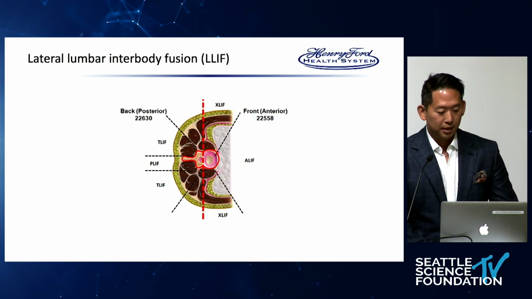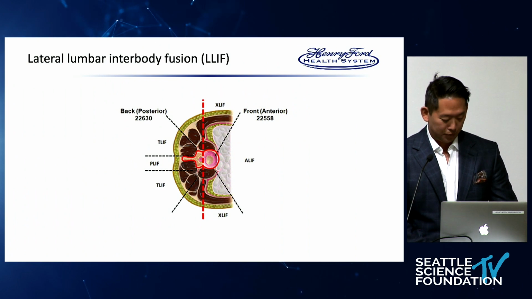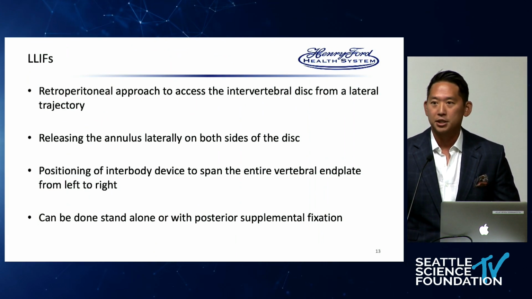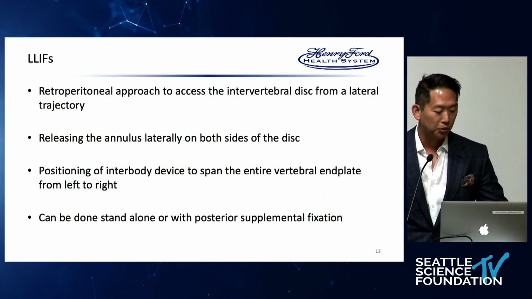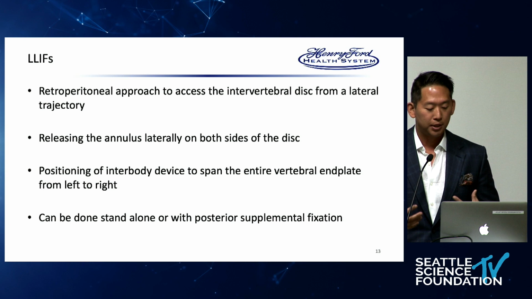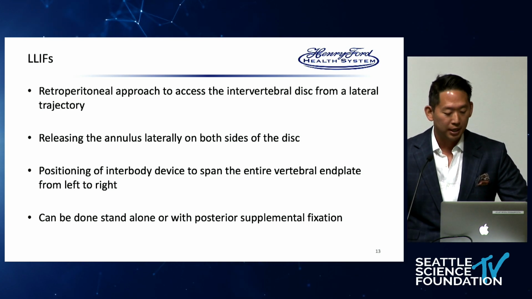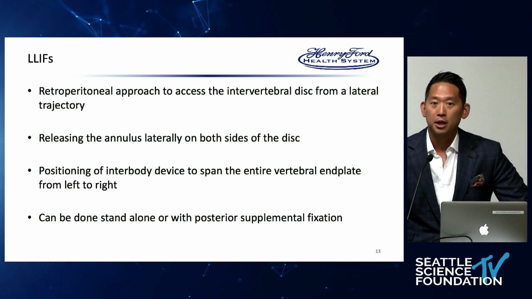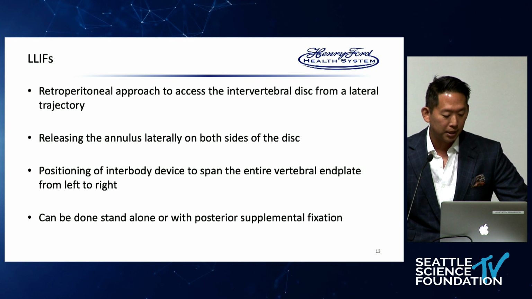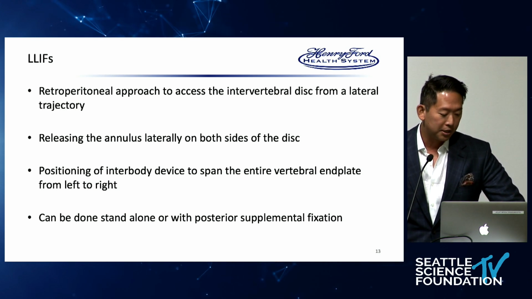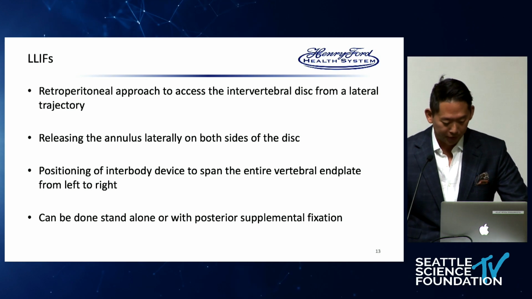Then moving on to the lateral lumbar interbody fusion, approaching from the side. As the technique has evolved, it has developed a few variations. So thematically, what links these approaches together? One is the retroperitoneal approach to access the intervertebral disc from a lateral trajectory. Secondly, we're releasing the annulus laterally on both sides of the disc. This allows quite a bit of capability to correct any sort of coronal curvature. In general, you position your interbody device to span the entire vertebral end plate from left to right. And this can be done standalone or with posterior supplemental fixation.